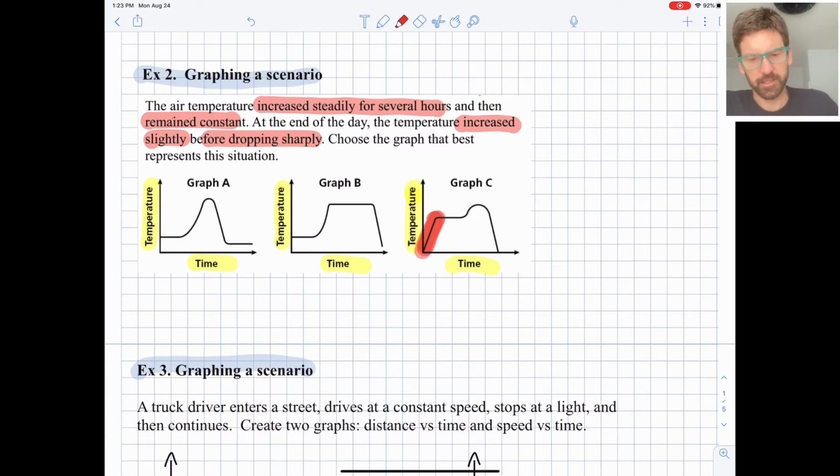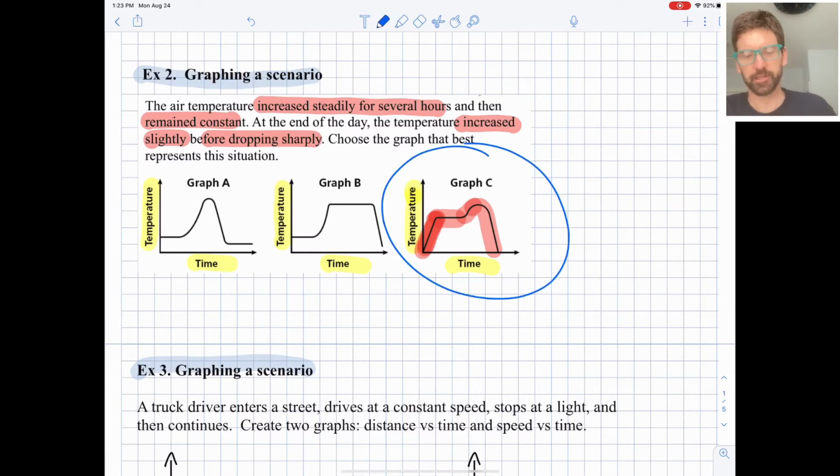It remained constant. Yep, it did remain constant. Temperature increased slightly and then sharply dropped off. Yep, so graph C looks like it's the graph of that particular scenario. So that would be our answer here.